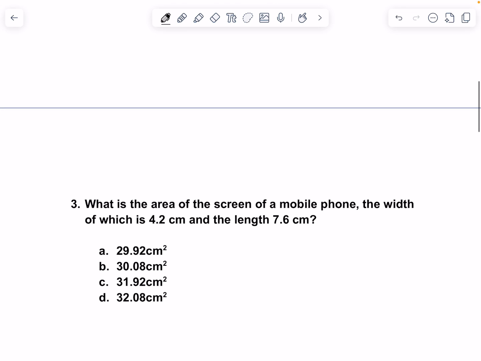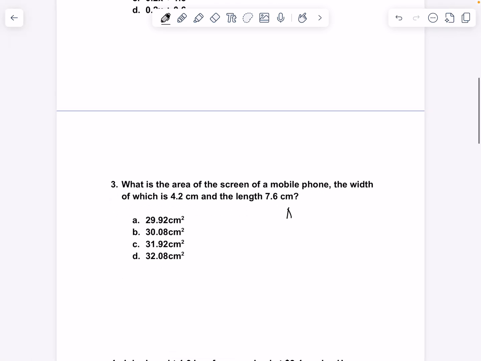Number 3, area is equal to length times width, and centimeters times centimeters is equal to centimeters squared. So if our width is 4.2 centimeters and our length is 7.6, we would do 7.6 centimeters as the length times 4.2 centimeters as the width, and that would give us 31.92 centimeters squared. So our answer would be C.